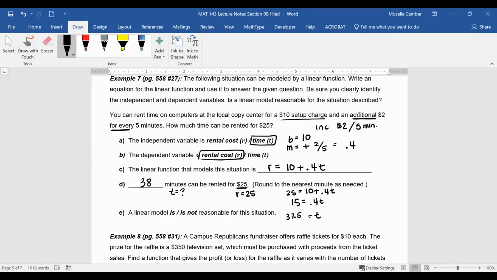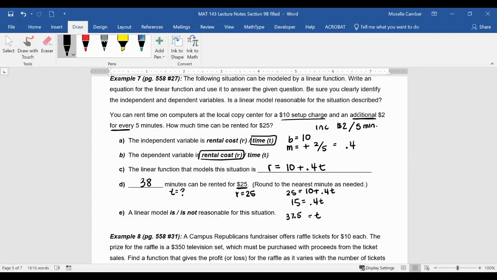Okay, so is a linear model reasonable for the situation? So in general, do you have a constant rate of change? Well, in this case, it says it's just $2 every 5 minutes, so you could say that it is.